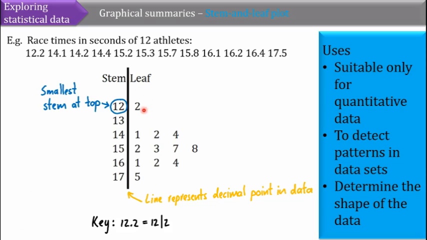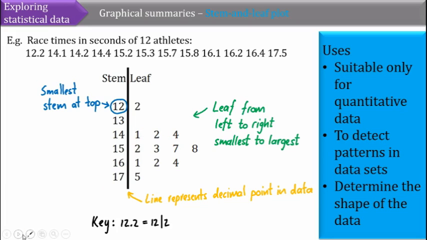Next, we start adding the leaf part. So 12.2 will have 12 as an integer and 0.2 as a decimal. Because the line represents the decimal point, we'll just write a 2 on the other side. The next one is 14.1, 14.2, 14.4. So we have 1, 2, and 4. So we'll read this as 14.1, 14.2, and 14.4. We always have the leaf going from left to right, small to large.